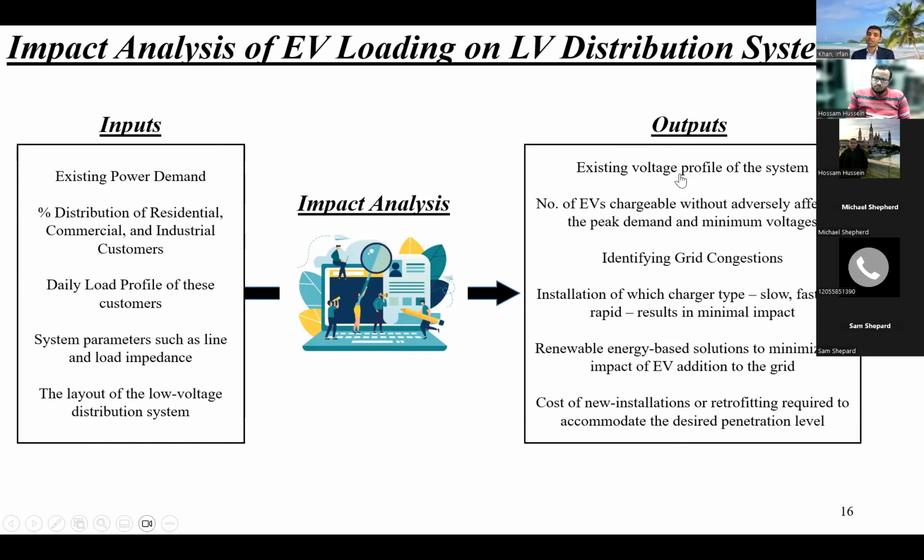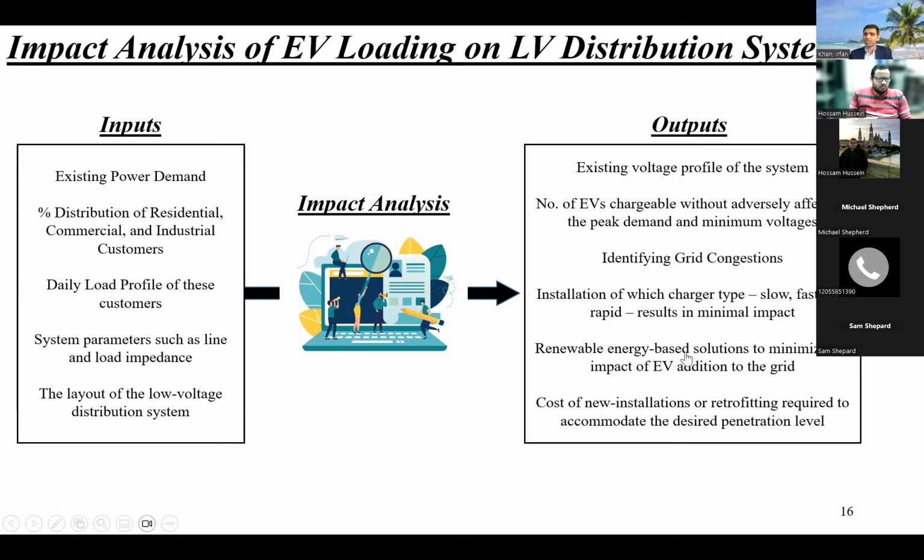With all this information known, we can do the impact analysis, and the output will be this. The existing voltage profile of the system. We will know how many EVs are chargeable without adversely affecting the peak demand and minimum voltages. We can find out locations and identify grid congestion, which buses will be congested. We will also know which charger type, slow, fast, or rapid, results in minimal impact. Of course, it will be level 1, which will result in minimum impact.